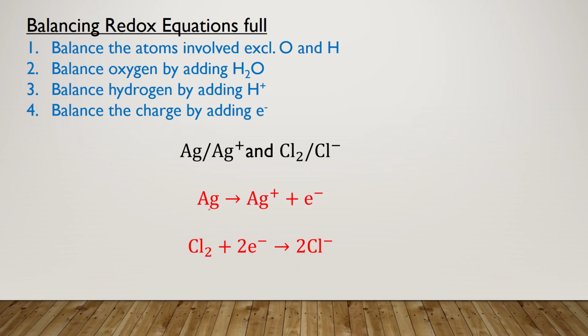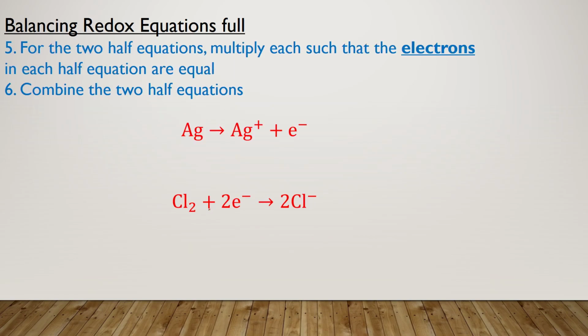adding 2 electrons. So once we've got our 2 half equations, we can identify that one is silver losing electrons, and that is an oxidation reaction, but chlorine is gaining 2 electrons, so that is a reduction process. So we've done that little self-check in our minds that we've got both a reduction and an oxidation reaction present. Then we just need to balance the number of electrons in each half reaction.